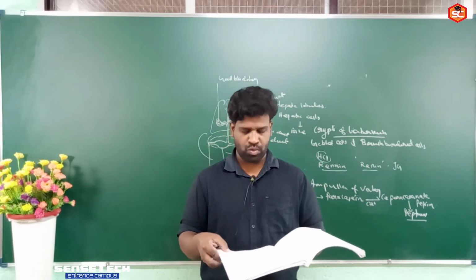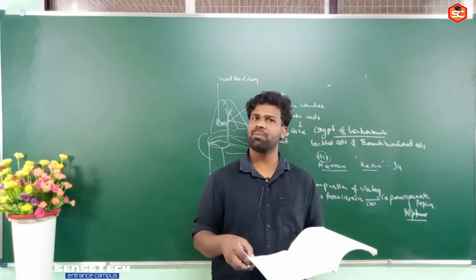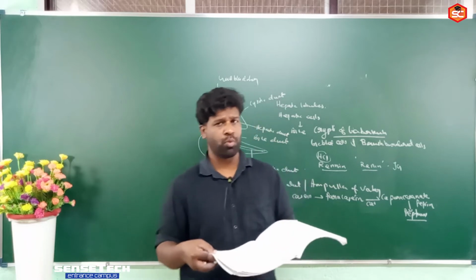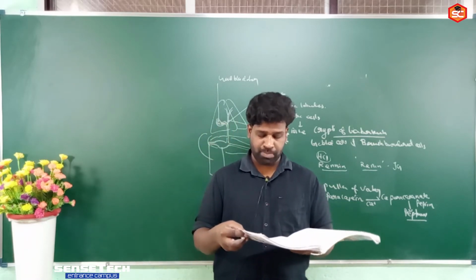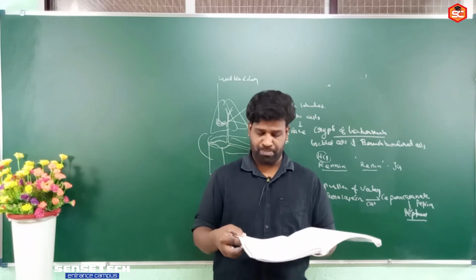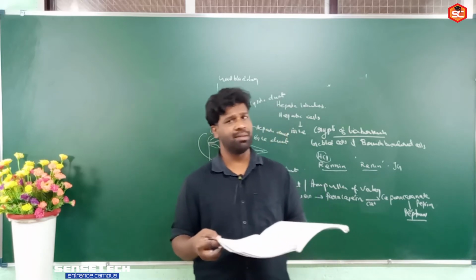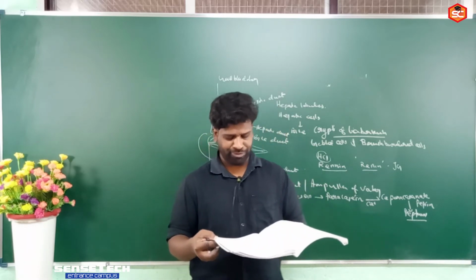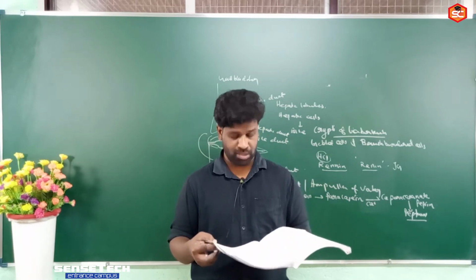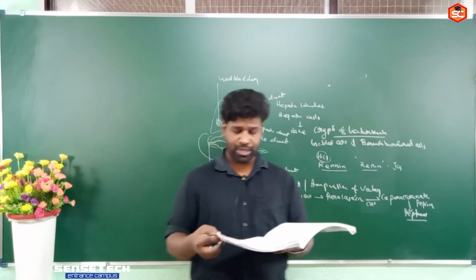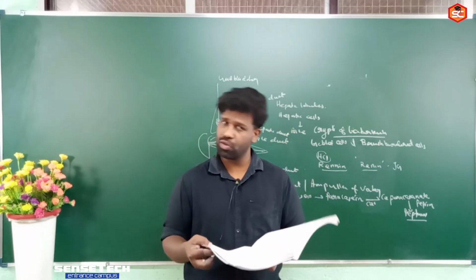Then protein to peptones by pepsin. Pepsin, trypsin, chymotrypsin are needed for the conversion of protein to peptones. The peptones to peptides by carboxypeptidase. Then peptides to amino acids by aminopeptidase and dipeptidase. Yes, it is true. Then fat into diglyceride by the enzyme lipase. True. Diglyceride to monoglyceride and fatty acid by again lipase. Monoglyceride to fatty acid and glycerol again by lipase.